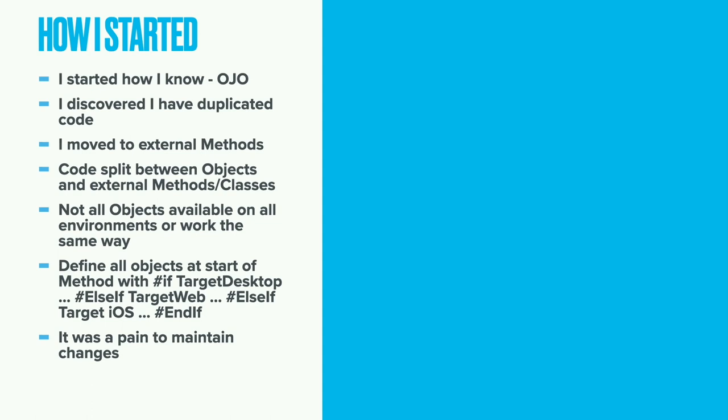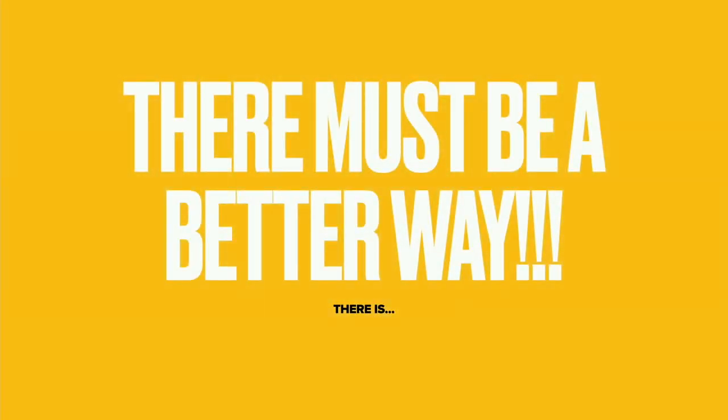A desktop list box does not always work the same as a web list box, or sometimes they don't even exist, like on mobile. So then I started going, okay, well, if target desktop do this, if target web do that. So you can see that within not a long time, all I was trying to do was tame this dreadful beast of having a huge amount of code in a lot of different places for a lot of different platforms. And it became a pain to actually have to maintain all of that. There had to be an easier way to do it than what I was doing.